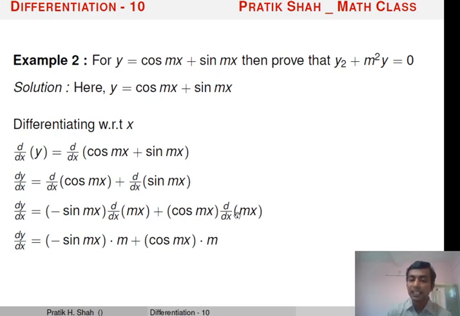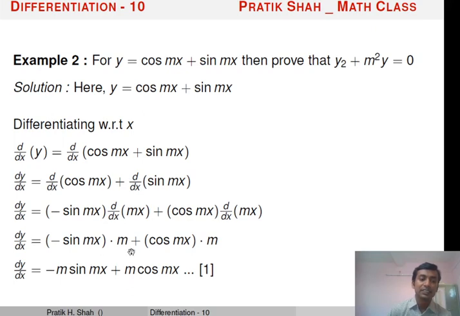Cos mx is as it is, m is constant, it can be taken outside the differentiation process, and differentiation of x is 1. So here also we are left with m. Now from both the terms we can take m common, or let's keep it as it is till now. So the first step will be minus m sin mx plus m cos mx. This is equation number 1, which is y1.